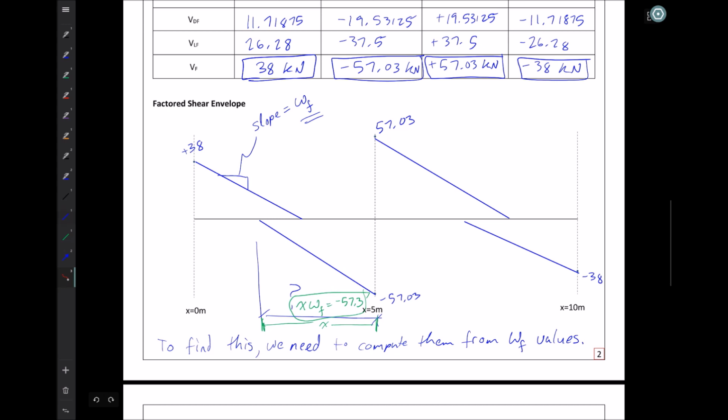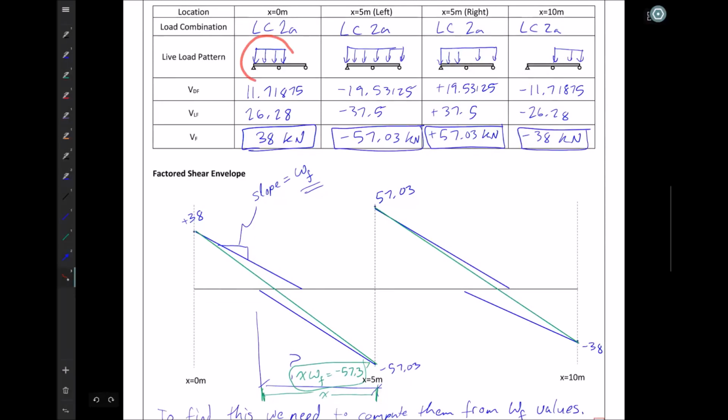Now, I was going to say what this shear diagram is not, let's draw this in green. I found the maximum values at each point. It is not simply a straight line connecting the two. That's because one of these combinations up here came from us using 2A, whereas this line down here came from using this live load pattern for this one, and this live load pattern for this one. So there's a little bit of an offset because of that.